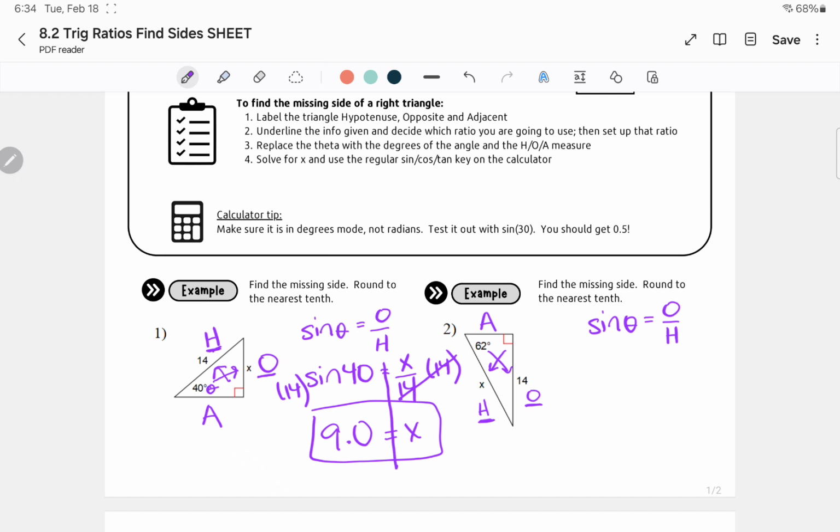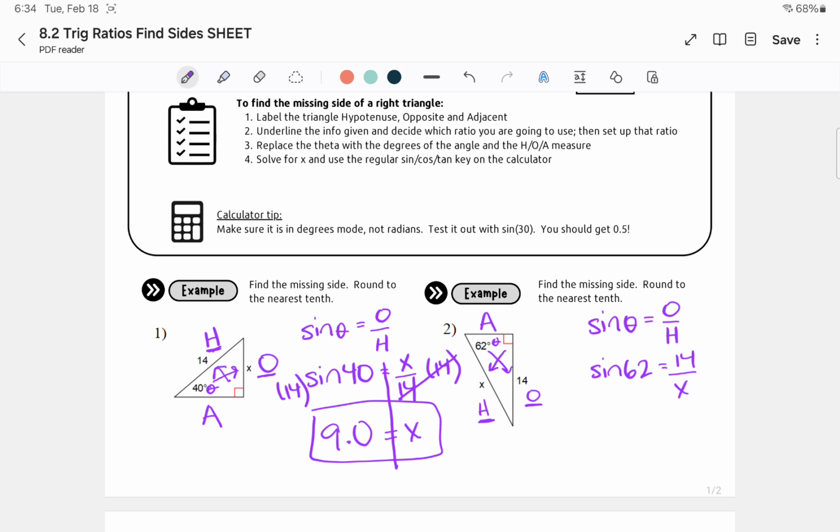And now we're going to fill in. Okay, remember, if you want to label theta, you can as well. So our theta, it's always going to be that angle they're giving us, is 62. O this time is 14, and H this time is X. So I want to show you this one as well, because see how the last one, the X was on the top? All we had to do was multiply by the denominator to get X by itself. But over here, X is on the bottom. It's in the denominator this time.